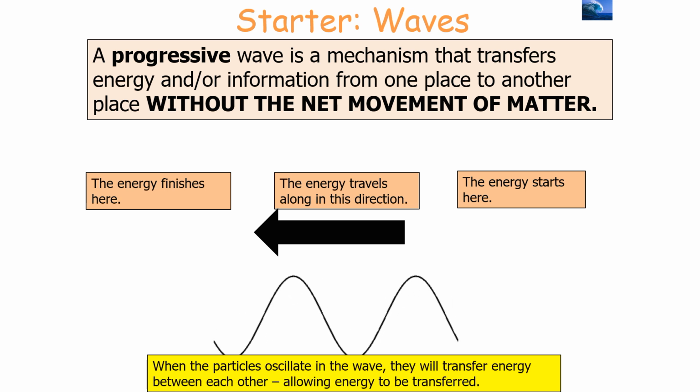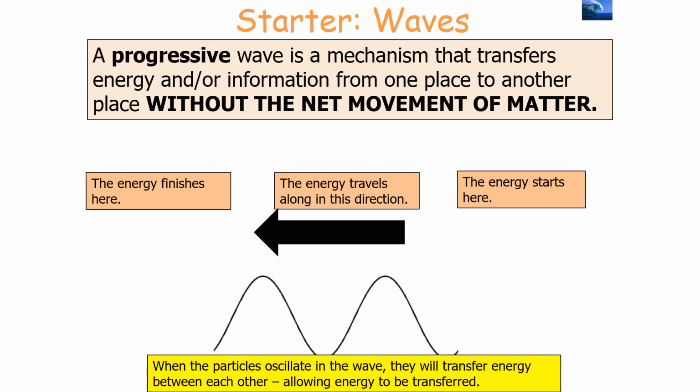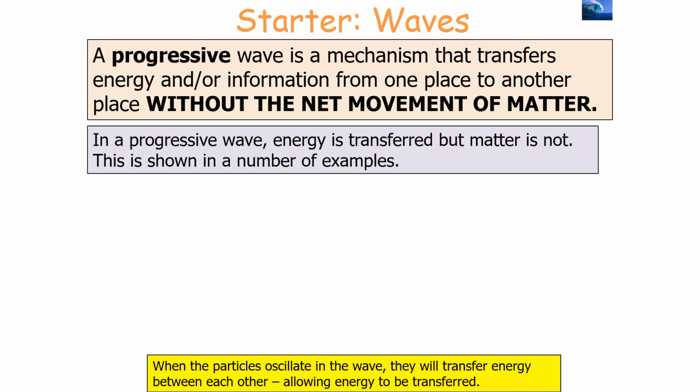So when the particles oscillate in the wave, they will transfer energy between each other, allowing energy to be transferred through the wave. So in a progressive wave, energy is transferred but matter is not, and this is shown in a number of different examples.